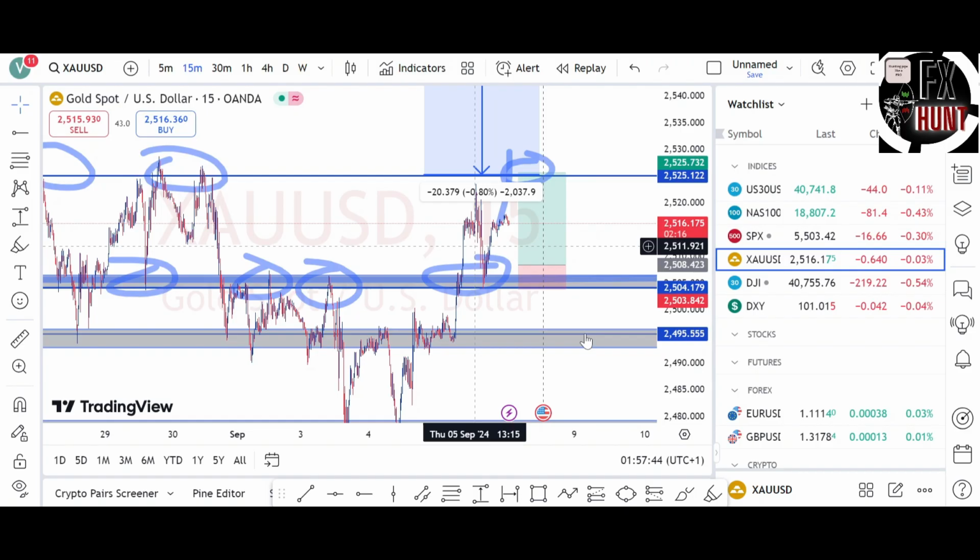Wait for the candlestick to close above this all-time high, and then we capitalize on the entry. So these are the things we are looking out for on gold.